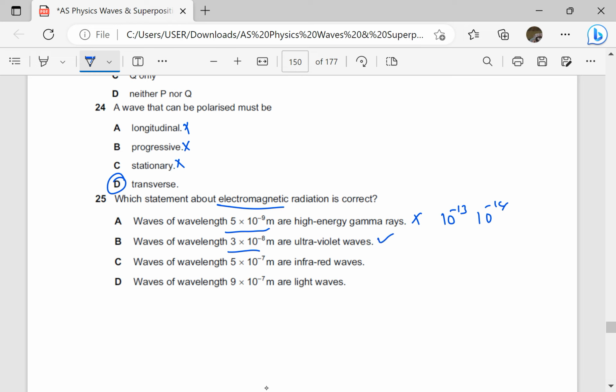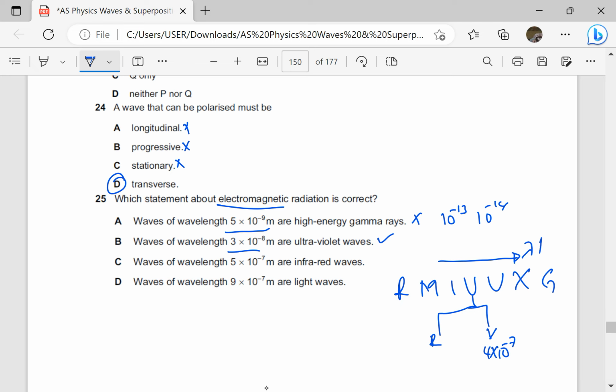That is most likely going to be true. When we look at the visible spectrum, here we have red, there we have violet, and violet is 4 times 10 power negative 7 meters, since wavelength decreases in that direction. So ultraviolet should have a wavelength slightly below 10 power negative 7, which is 10 power negative 8. So the answer is going to be B.